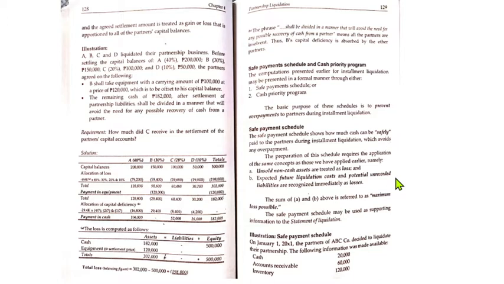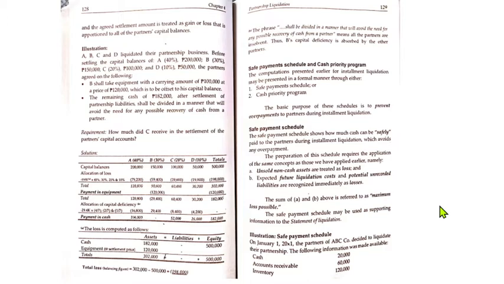And under the safe payment schedule, we account for item A, the unsold non-cash assets, and the expected future liquidation costs and potential unrecorded liabilities, as what we call the maximum loss possible. So later we will have a deeper understanding of that. The safe payment schedule can be used as a supporting document to the formal statement of liquidation, because a statement of liquidation is prepared once the company files for bankruptcy.